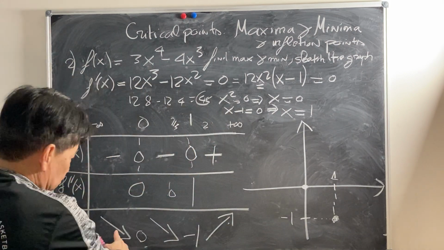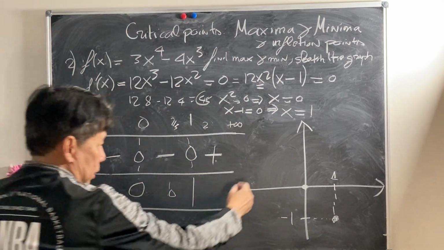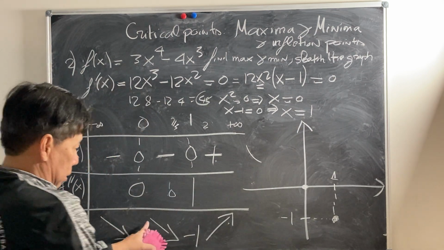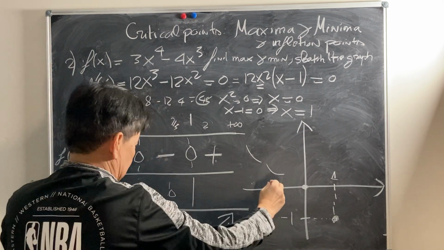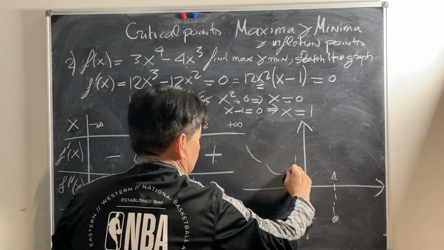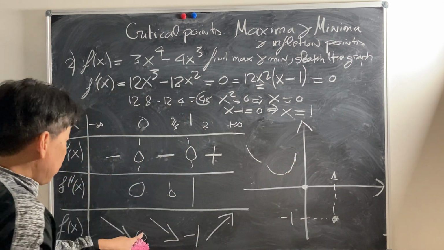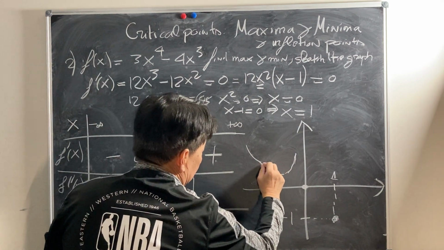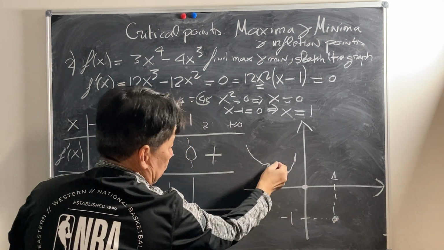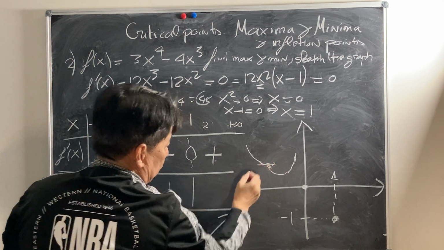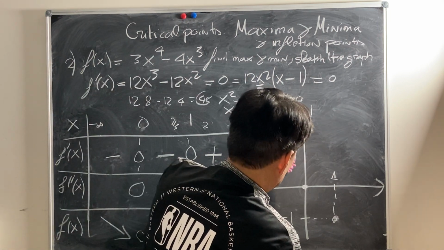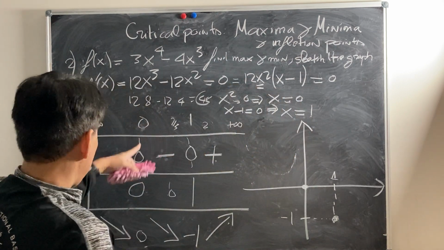Okay, so we know the graph goes like that, goes down, and then it's going up. At the inflection point, it must go like that. You have horizontal tangent lines and it goes like that, at point x equals 0 right here.